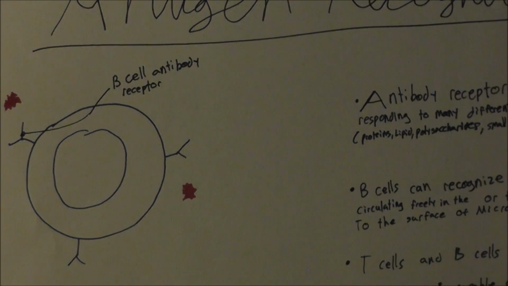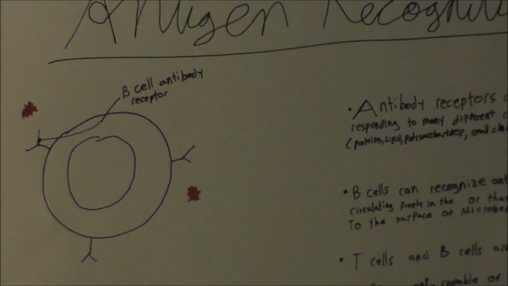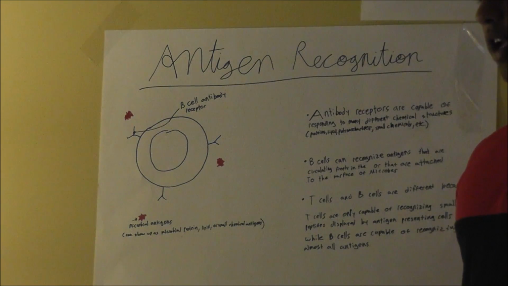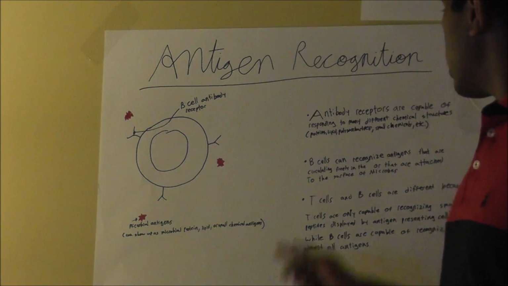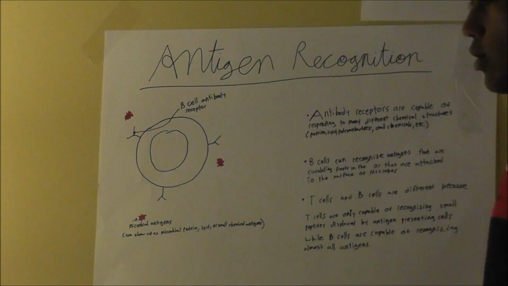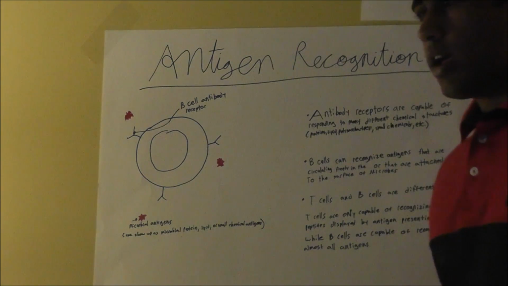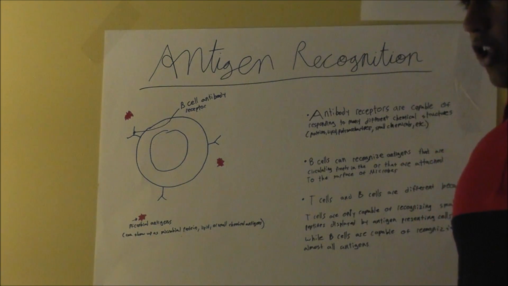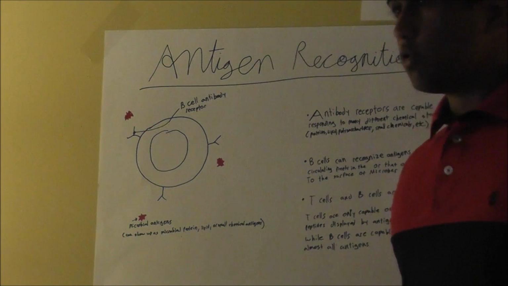B cells recognize antigen via membrane-bound antibodies. These antibody receptors are capable of recognizing many different chemical structures as mentioned before, proteins, lipids, polysaccharides, and small chemicals, etc. B cells can recognize antigens that are circulating freely in the blood or that are attached to the surface of microbes.